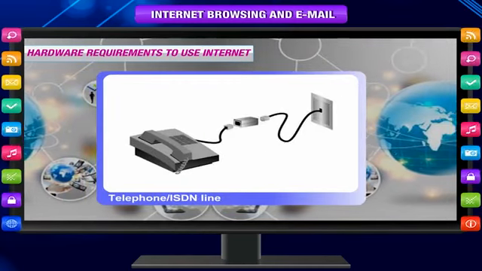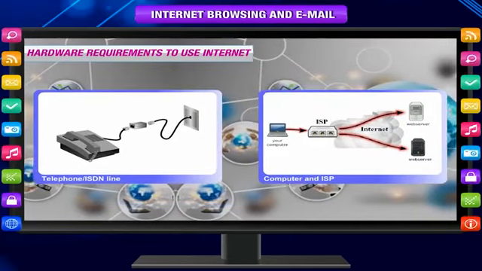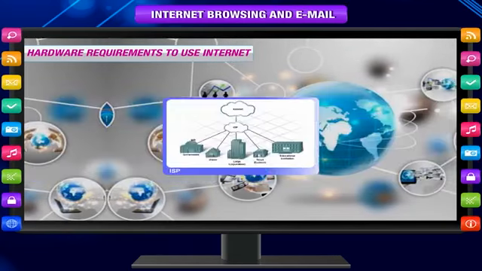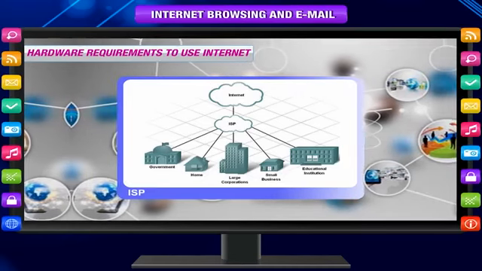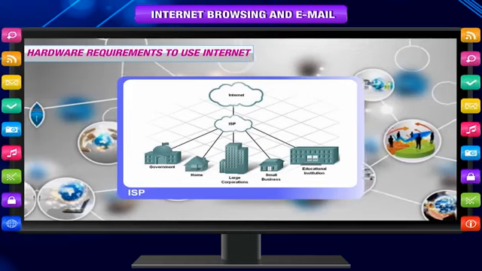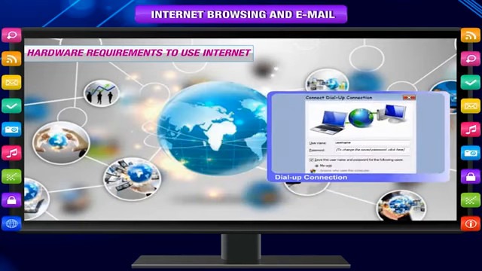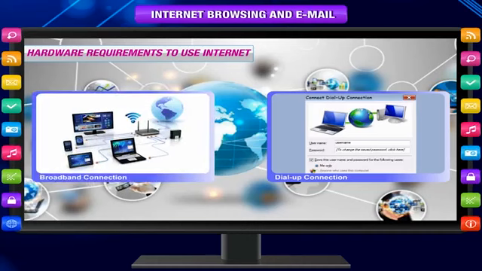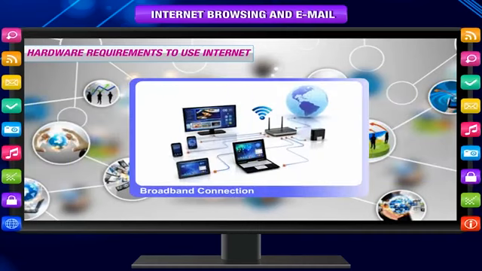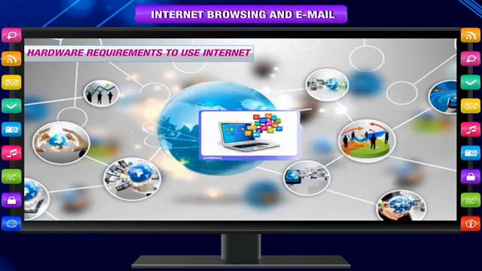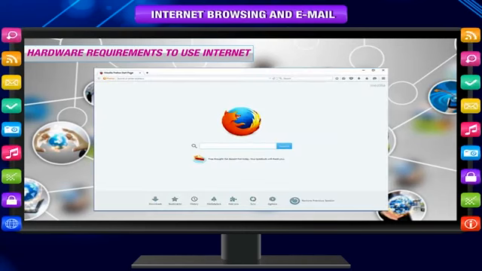Telephone or ISDN line. The telephone or ISDN line or wireless is needed to pass on information between the computer and ISP. ISP, Internet Service Provider, is a company that gives us access to the internet against some charges. There are two types of connections available: dial-up connection, also known as narrowband connection, and broadband connection. Broadband connection is more popular, in which you are automatically connected to the internet when you switch on the computer and modem. Software: besides the operating system, we require web browser or what we call internet browser.